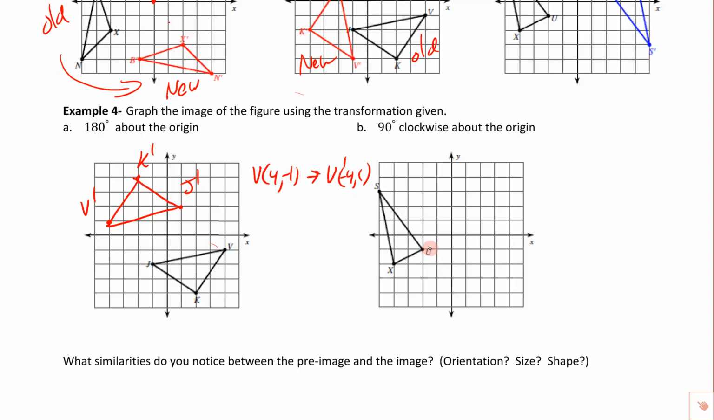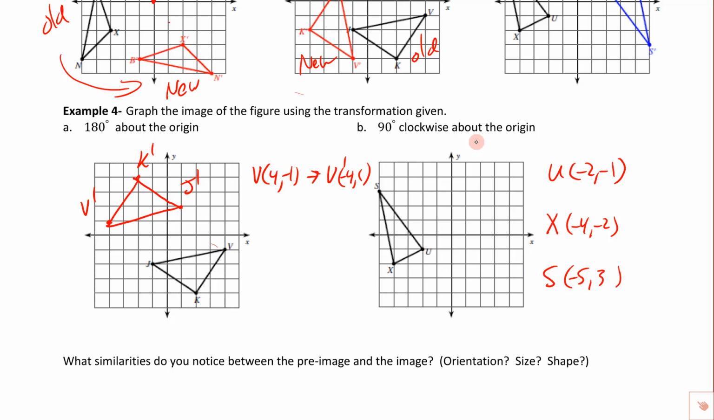On this one, I'm going to do S, let's see, U. We'll do U first. So U is -2, -1, because rotations about the origin that are 90 degrees, those are a little more difficult. So -2, -1, and X is -4, -2, and S is -5, 3. And then to make these, we're going to do a 90-degree clockwise rotation.